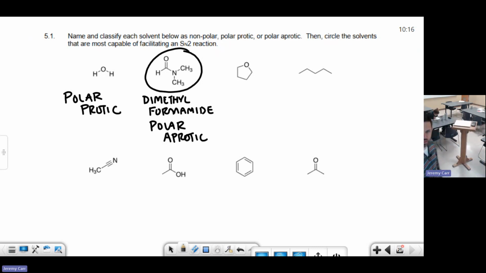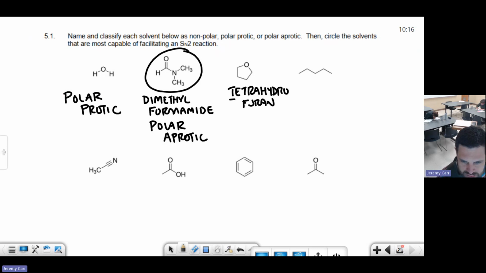All right, next one. This is tetrahydrofuran. Write this out. Also known as THF. Let's think about this. Any electronegative atoms? Okay, we see an oxygen in there. So what does that tell us about the molecule? Potentially polar, okay. Do we see any OHs or NHs?